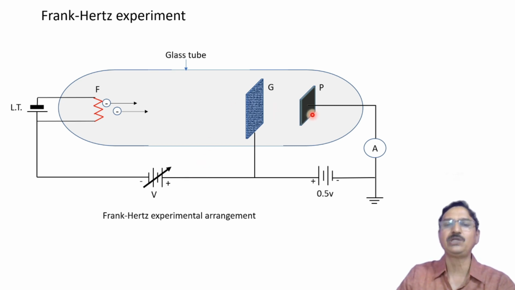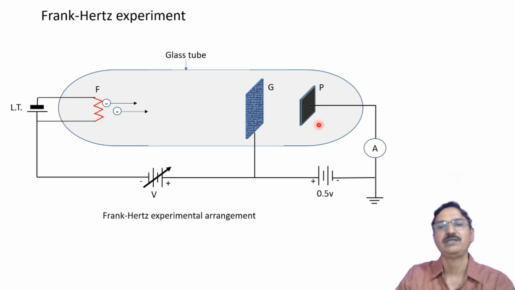Then the third electrode, which acts as an anode, is a plate P. It also acts as a collector. So plate P acts as a collector to collect these electrons. In between grid G and P, a small voltage of 0.5 volt is applied. So as compared to the higher voltage of the grid, this P voltage is a lower voltage. It acts as a retarding potential.